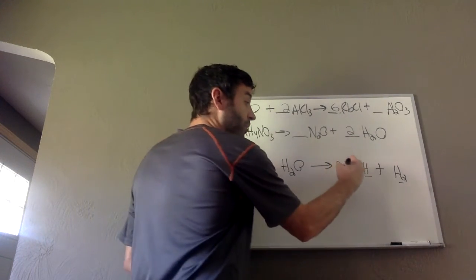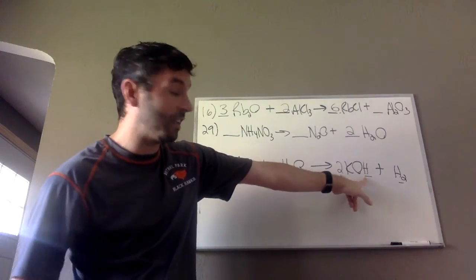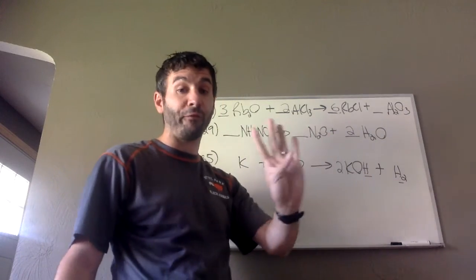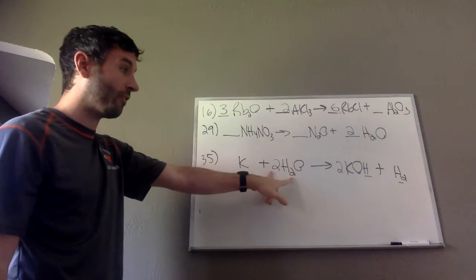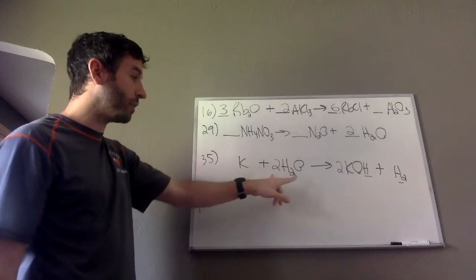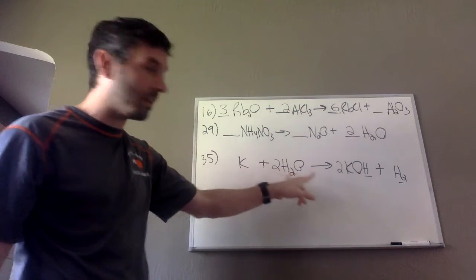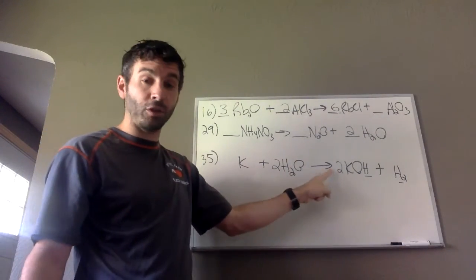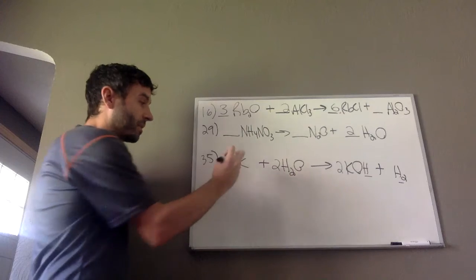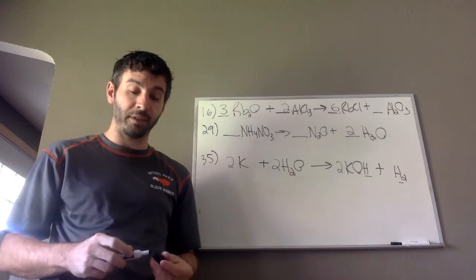So I'm going to add a 2 here because when I do that, it gives me 2 hydrogens here, 2 here. So I have 4 hydrogens on the right. So that means I can come over here and make 4 hydrogens here. Okay, now when I do that, I want to check my options. I have 2 here. I have 2 here. I'm good. Potassiums, I have 1 here. I have 2 here. So I got to fix the potassiums by adding a 2 on the left.